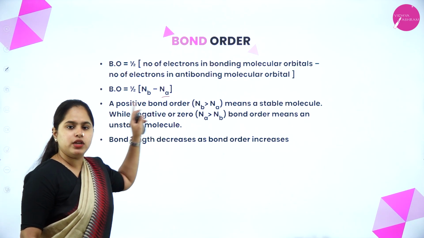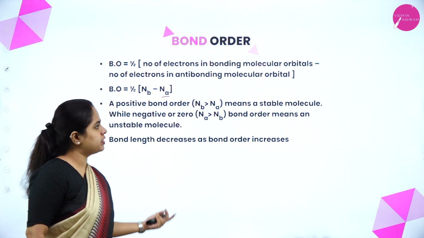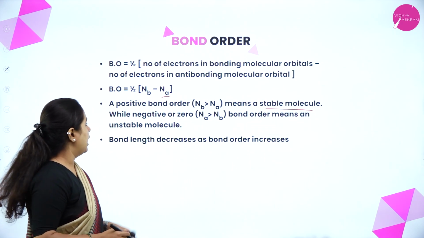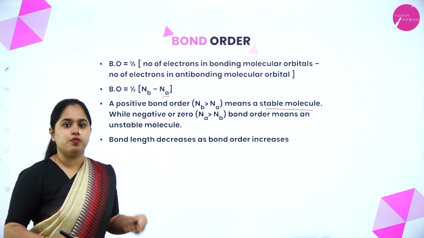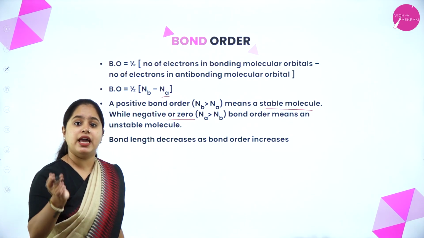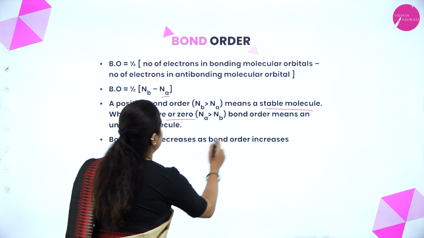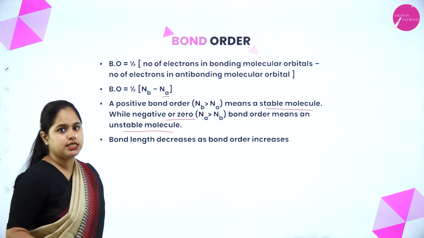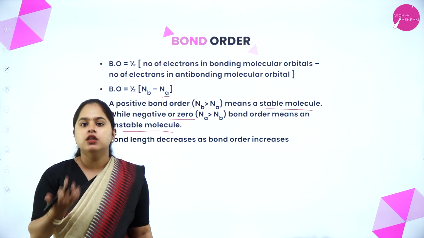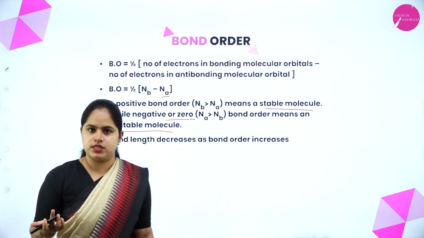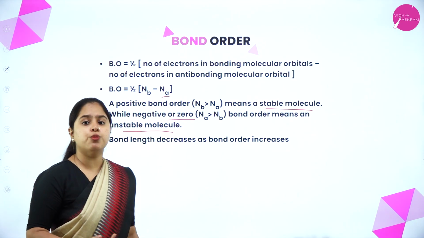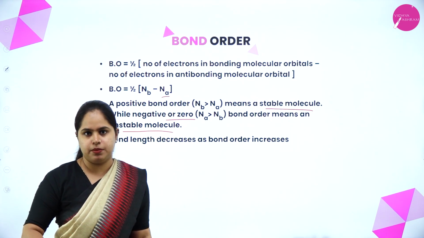So if you calculate the bond order and you get a positive value, we can predict that the molecule is stable, right? And if you get a negative or zero value, that is when Na is greater than Nb, that means the molecule is unstable. A bond order of 0 means a bond is not even formed there. So in that case, how can you say the molecule is stable? The molecule will be unstable. So using the bond order also you can predict the stability, right?